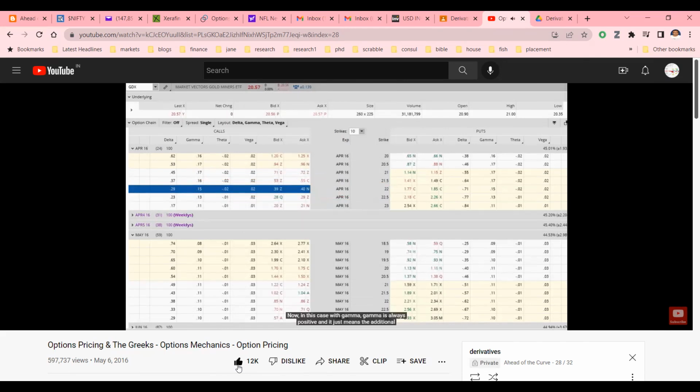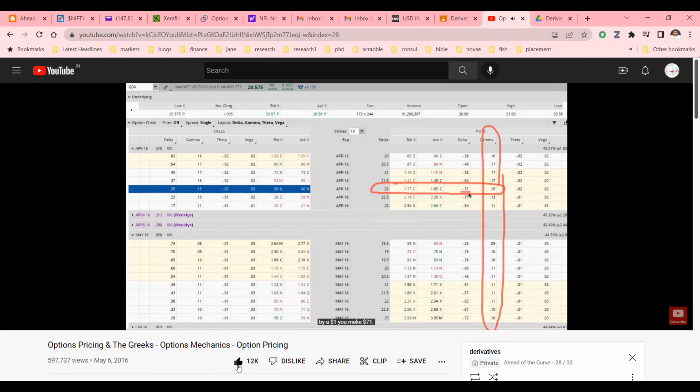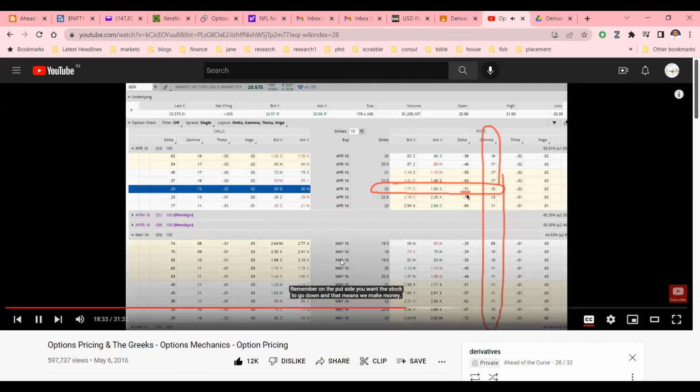Now, gamma is always positive, and it just means the additional money made or lost. On the put side, if you're looking at the 22 strike puts, if the stock moves down by $1, you make $71. Remember, on the put side, we want the stock to go down, and that means we make money. If the stock goes up, students will continue this in the class.